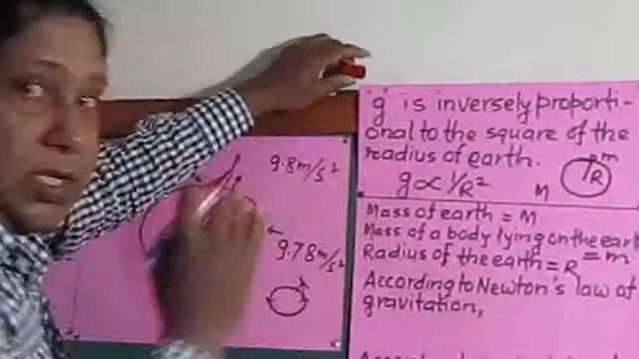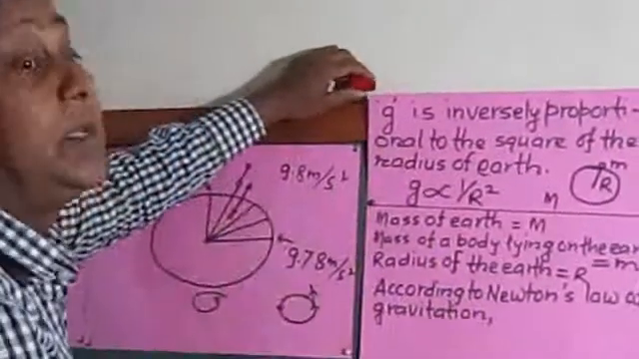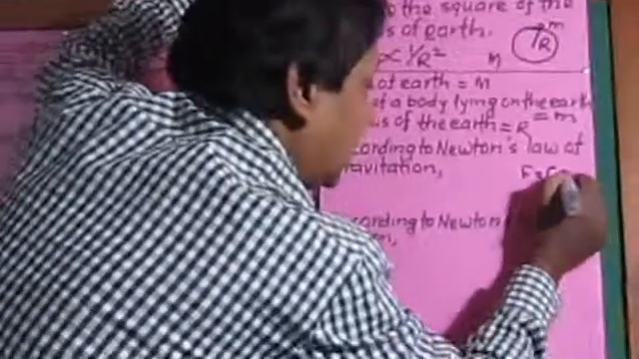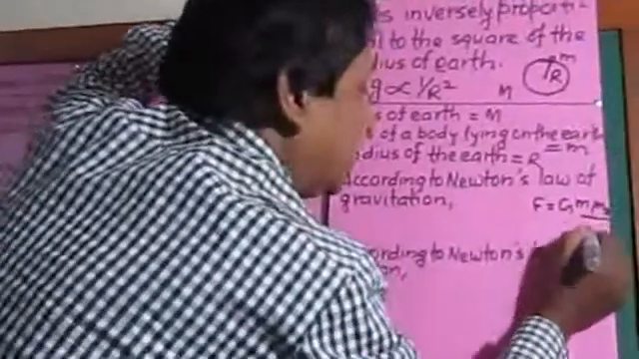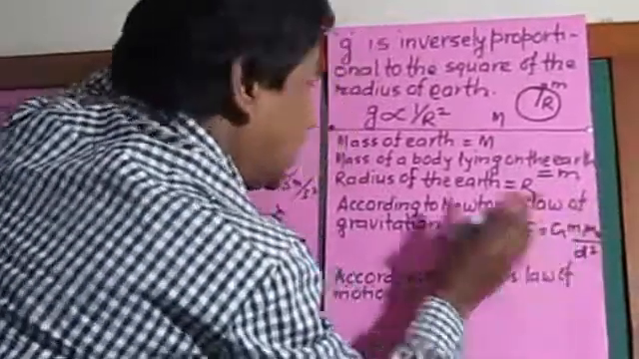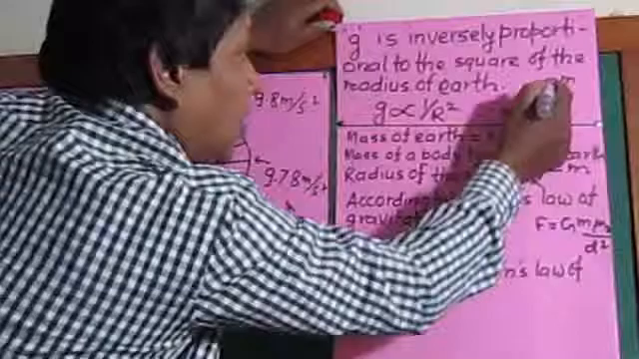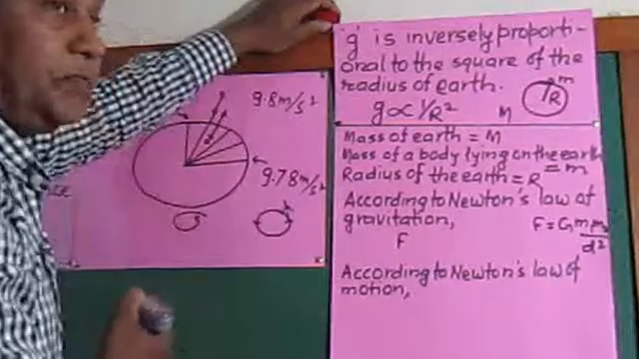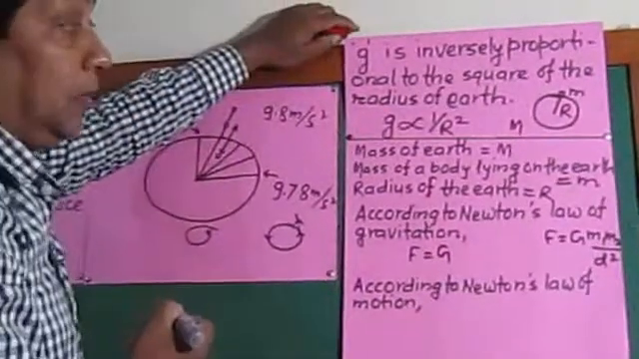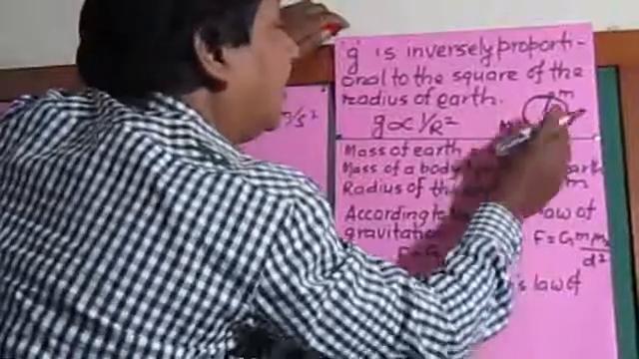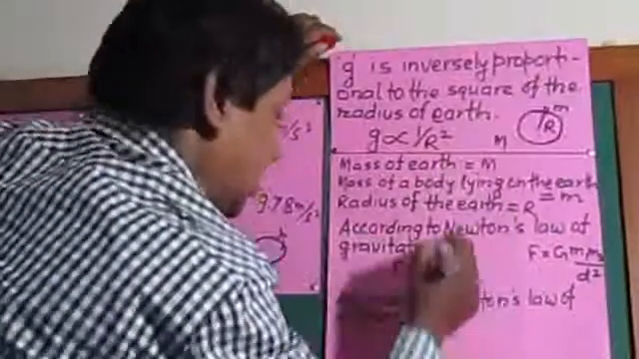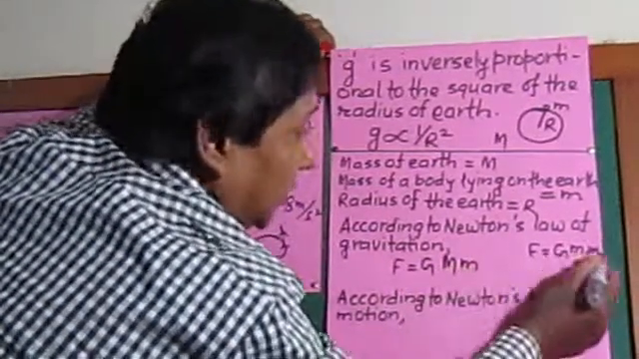according to Newton's law of gravitation, as I told you in one of the previous video clips, the gravitational force F is equal to G m1 m2 by d square. Now I want to fit the same equation in this case also. The gravitational force between the earth and this mass is also F, and the gravitational constant remains the same, capital G, but in place of m1 and m2, here we have capital M and small m. Capital M is the mass of the earth and small m is the mass of the body lying on its surface.